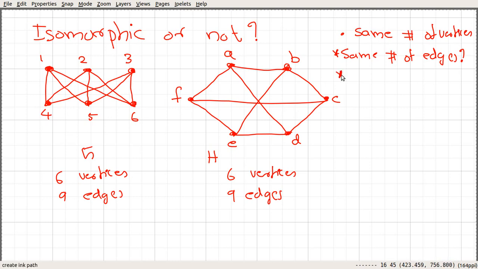Okay, and since these two graphs have the same number of vertices and edges, next we will look for some kind of structural similarities or dissimilarities.